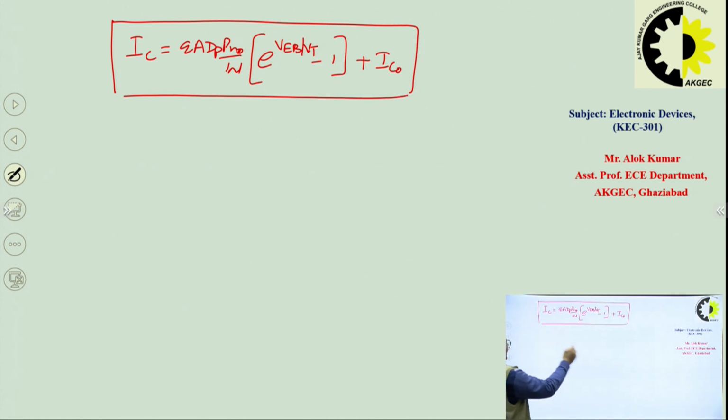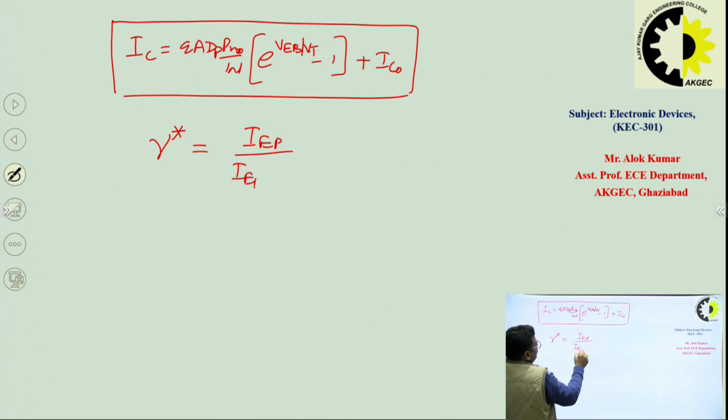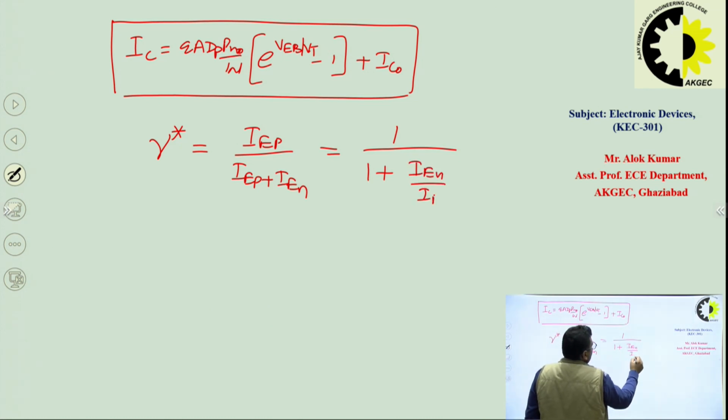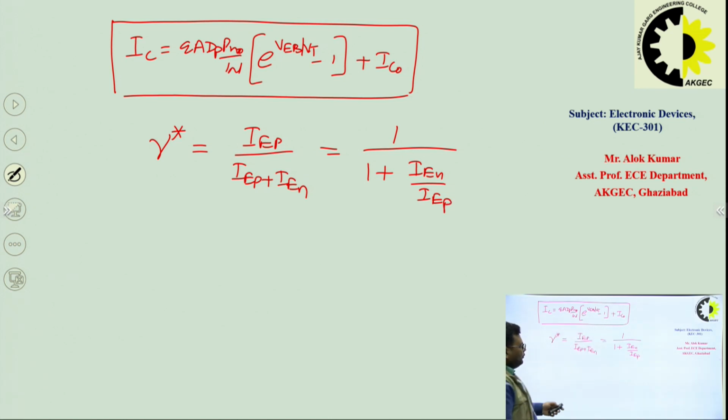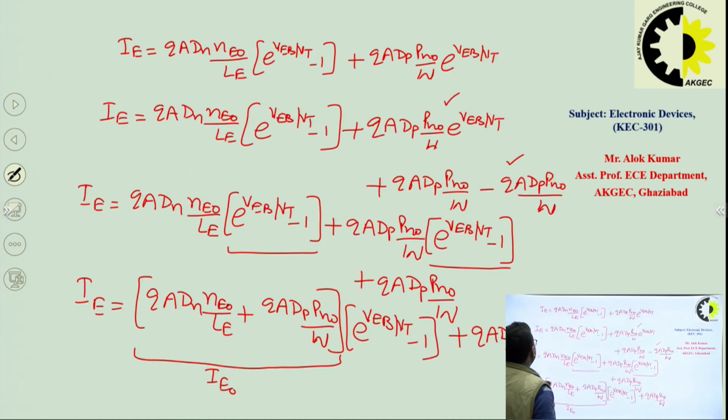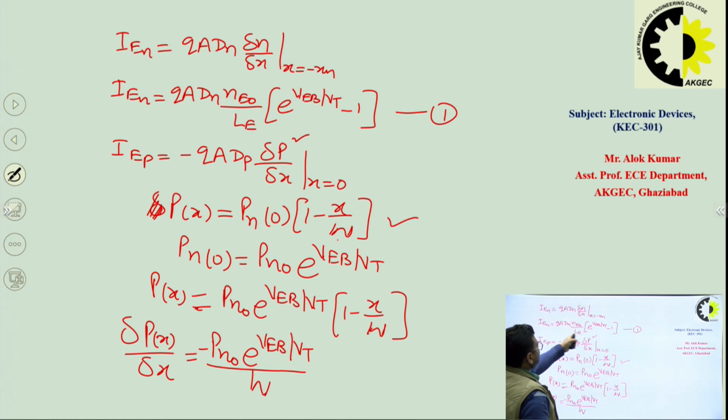Now from here we can also calculate the emitter injection efficiency, gamma. It will be IEP upon IEP plus IEN. I can modify this and write it as 1 upon 1 plus IEN upon IEP. We have calculated both values, so I put here 1 upon 1 plus, what is IEN? Where is the value? From equation 1 we can put the value.